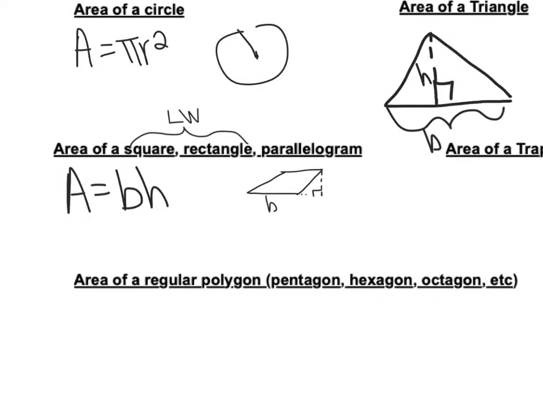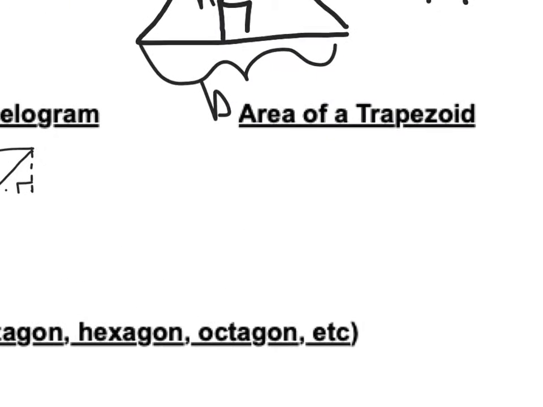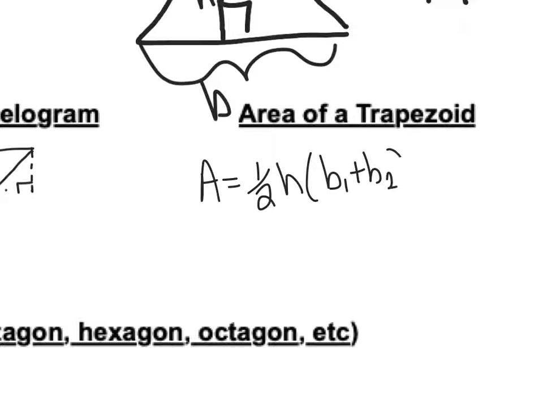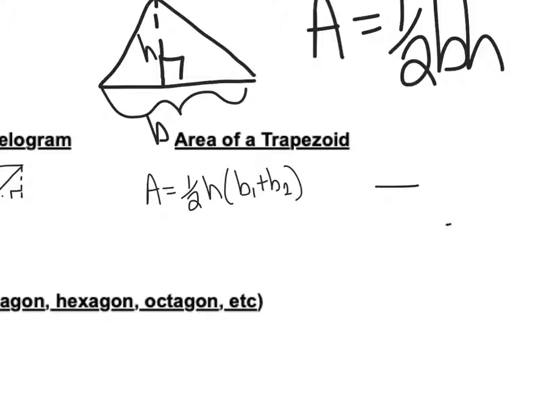Okay, then we have a trapezoid. This is one kids always forget. Okay, so the area of a trapezoid is 1/2 the height times the sum of the bases. So if I just draw myself a little trapezoid over here, remember a trapezoid has one pair of parallel sides.